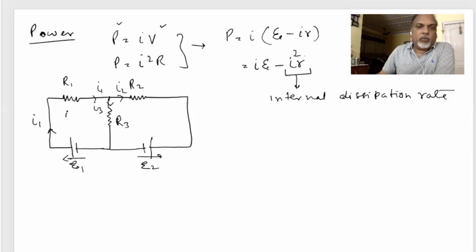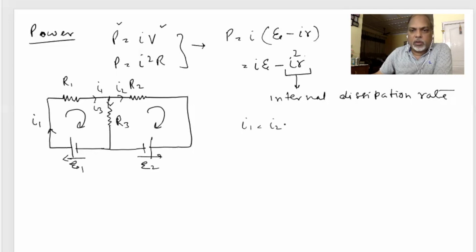and we apply the loop rule, correct? Like this, first in this and then second in this. So here one equation we can get, I1 is equal to I2 plus I3, that is our junction rule.